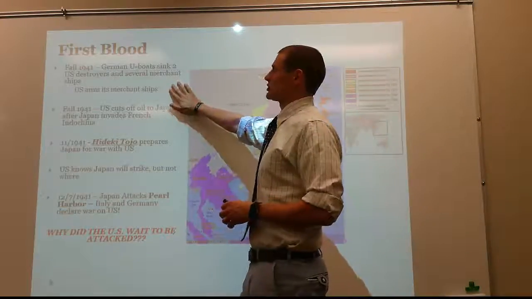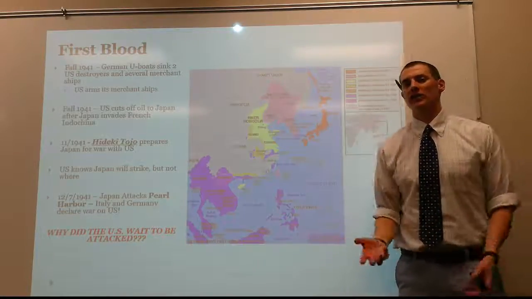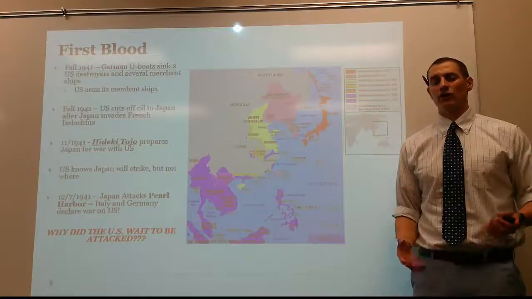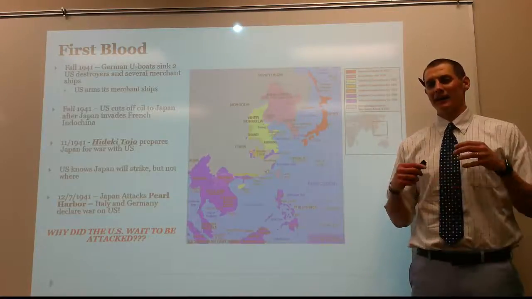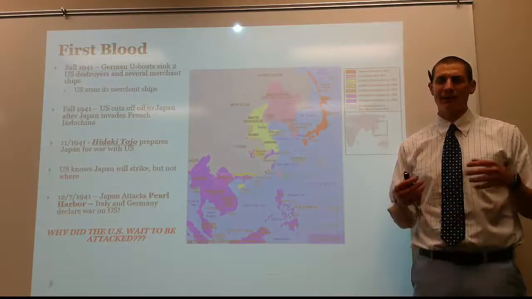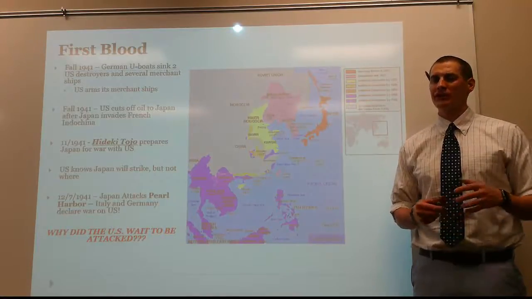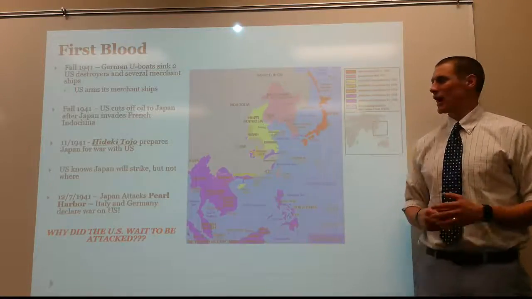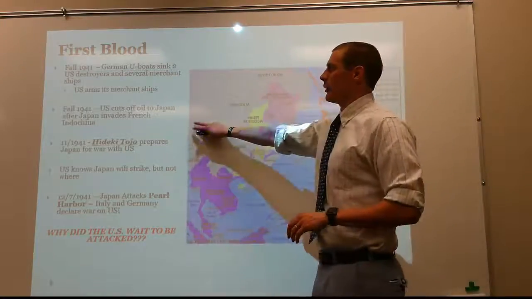So the U.S. is arming its merchant ships against several German U-boat attacks, but FDR knows that some U-boat attacks here and there are not going to drag America into war again. A lot of Americans regretted being involved in World War I. It wasn't the best outcome. So FDR knows that it's going to need to be a lot more than that to drag the U.S. into war.